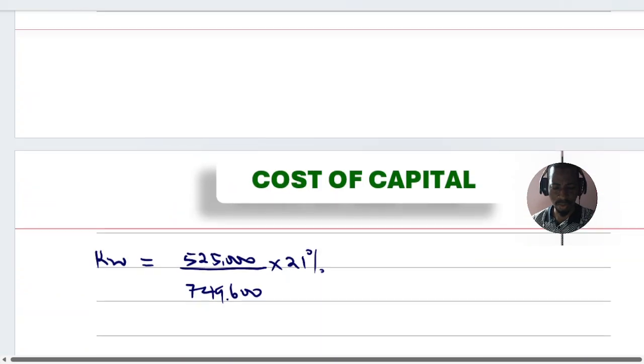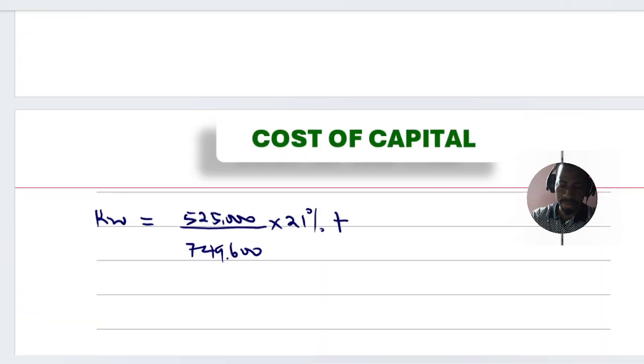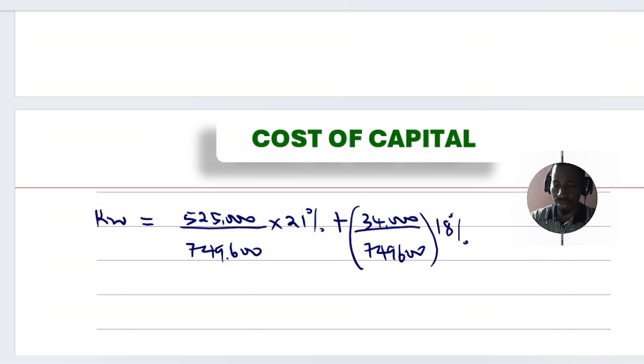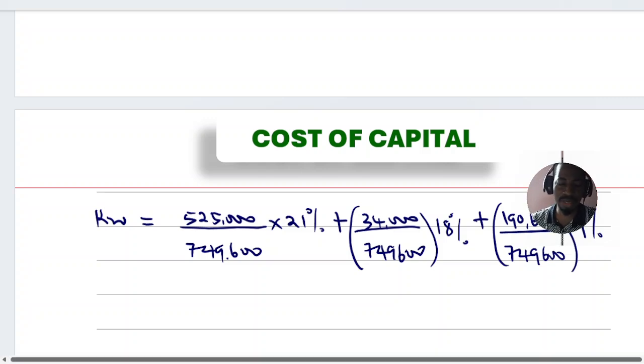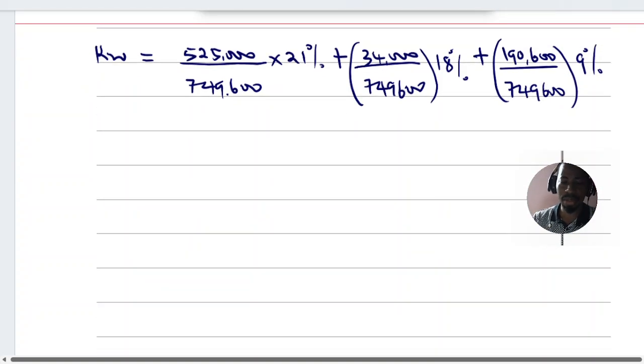So let's complete our work quickly. Plus the value of the preference share, 34,000 divided by the total value of 749,600, multiplied by the cost of preference share of 18%, plus the value of the debt, 190,600 divided by the total value of 749,600. The after-tax cost of debt we computed is 9%. So there is no need to put 1 minus tax again, because we've already adjusted for tax before we got the cost of redeemable debenture.